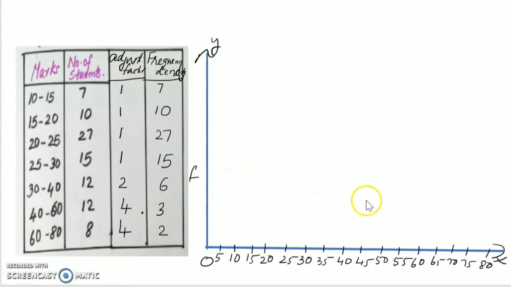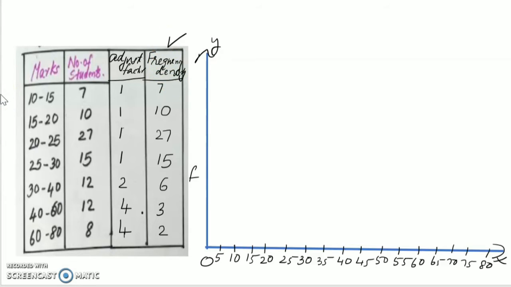The other important thing that we always have to keep in mind is that on the y-axis we have to mark the frequency density only, not the normal frequency, because of this unequal class interval we are taking the frequency density.